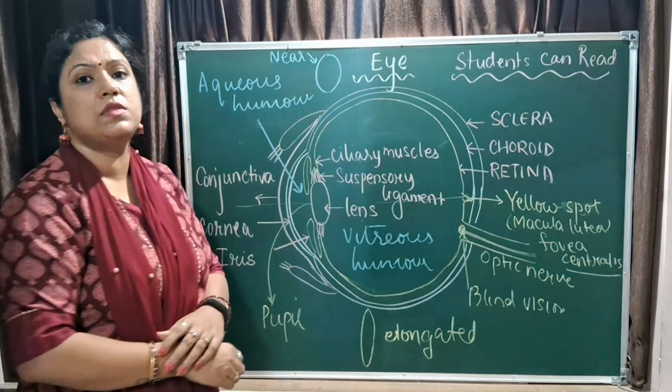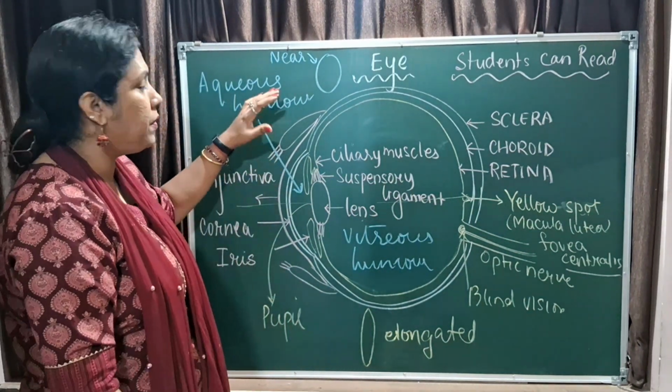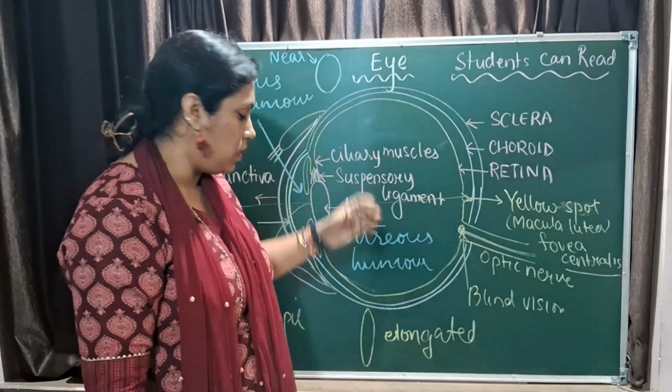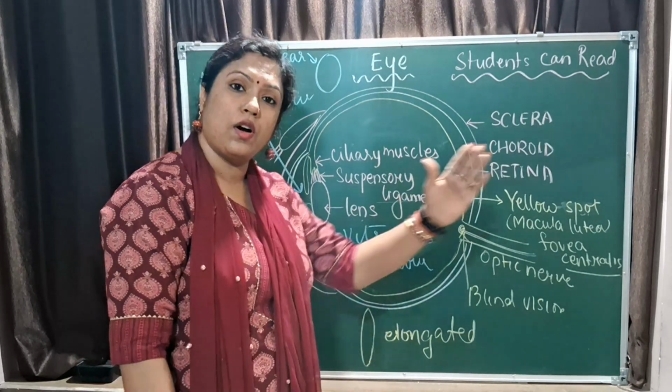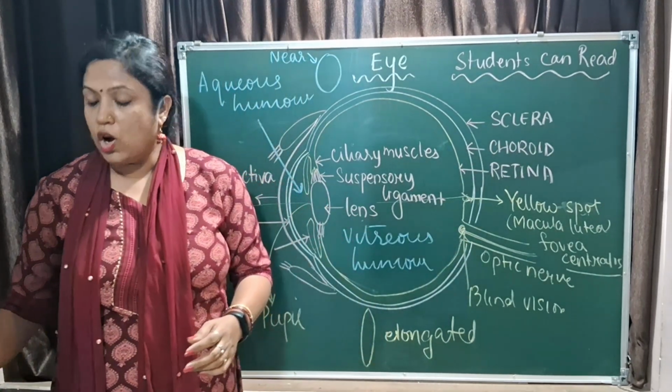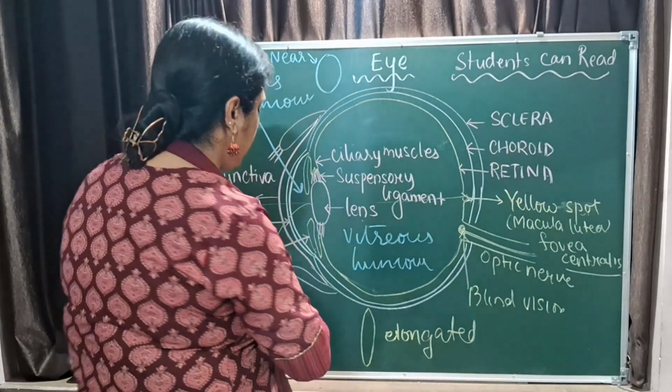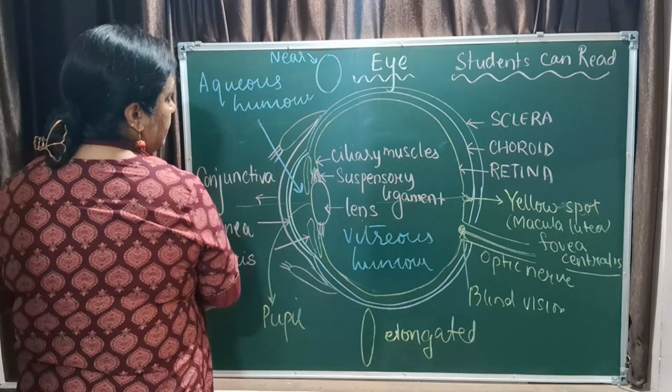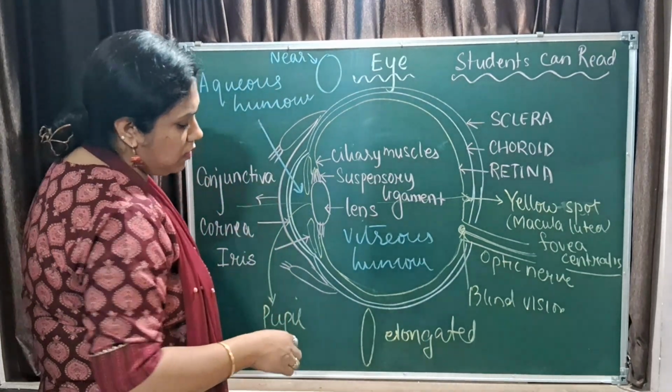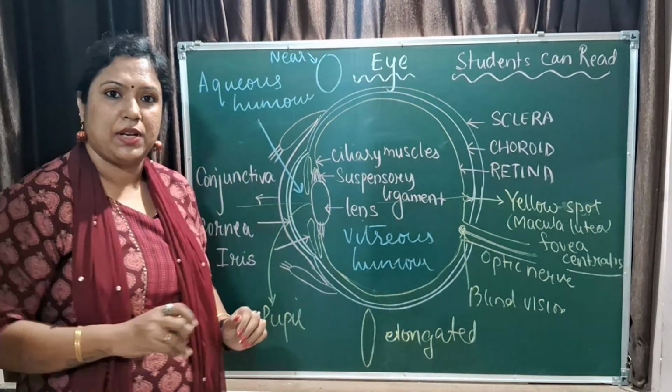Okay, the lens becomes elongated. So you have to remember, near it is round and shorter, and for longer distance it is elongated or stretched. Is this clear? Now next, what we will be talking about is adaptation.